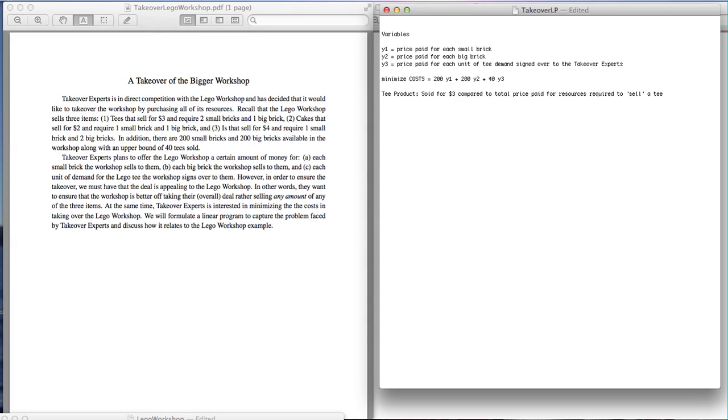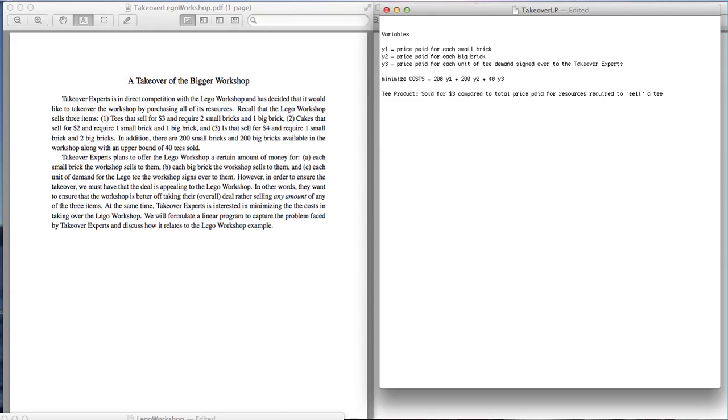So what this kind of means, and what I've written out here, is in order to sell one of the T's, we need to use 2 small bricks, we need to use 1 big brick, and we use up 1 unit of the T demand. So by using the resources, the 2 small bricks, the 1 big brick, the 1 unit of T demand, we receive $3. The alternative is we can sign over those resources to the Takeover experts.